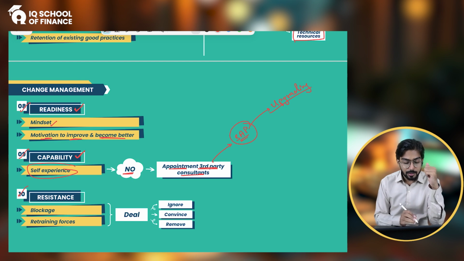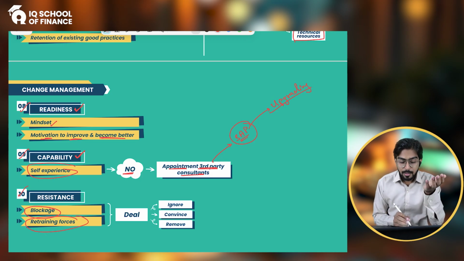Then resistance. Resistance means how much blockage or restraining force you are going to face. If you are going to face restraining force, you have to deal with it, right? If you are not able to deal with them, they will never let you bring the change successfully. So in order to bring the change successfully, you have to deal with them. And how can you deal with it? Number one, you can ignore them, you can convince them, or you can remove them.